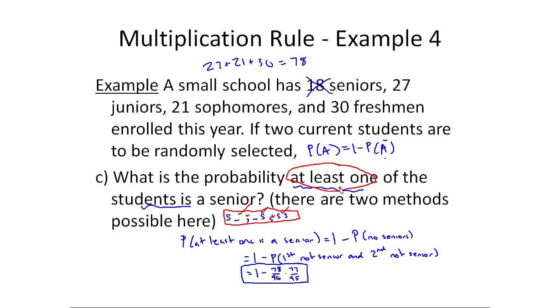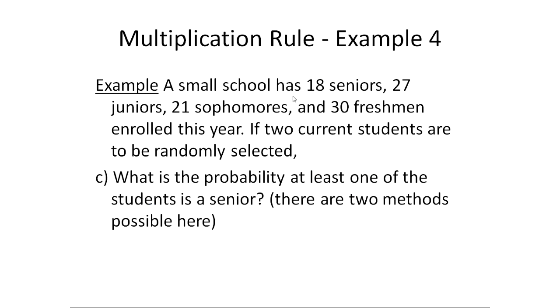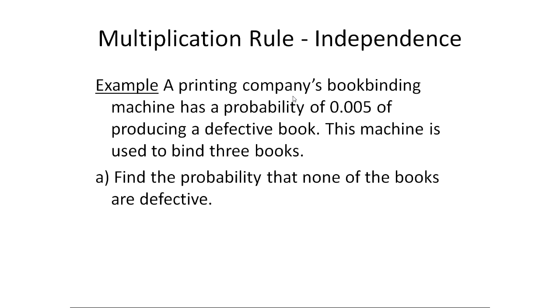Okay, so this is an example where we're sampling without replacement. But what about other things? What about when we have independence? So let's look at an example where we have independence. And so how would I recognize this? Well, in this example, we're told a printing company's bookbinding machine has a probability of 0.005, so very small, of producing a defective book. We're going to bind 3 books.